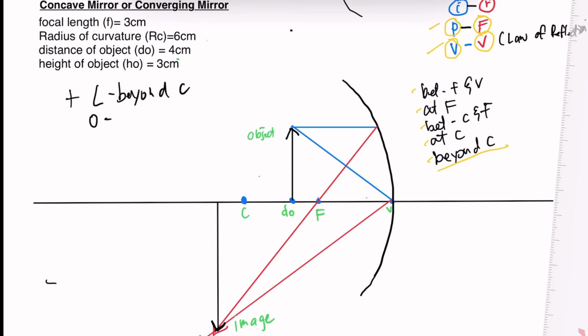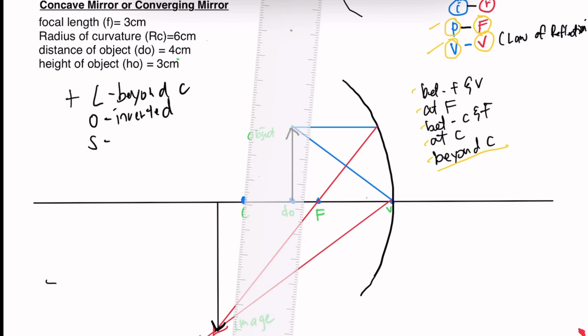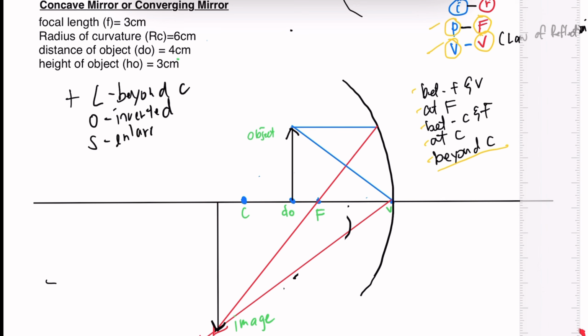For the orientation, obviously, if the orientation of the image is different from the orientation of the object, then we have an inverted image. For the size, it's very obvious, so we could say it is enlarged. And for the type of image, since the image was formed in front of the concave mirror, it is a real image. So again, notice how we drew the two principal rays, the PF ray and VV ray, for a concave or converging mirror.